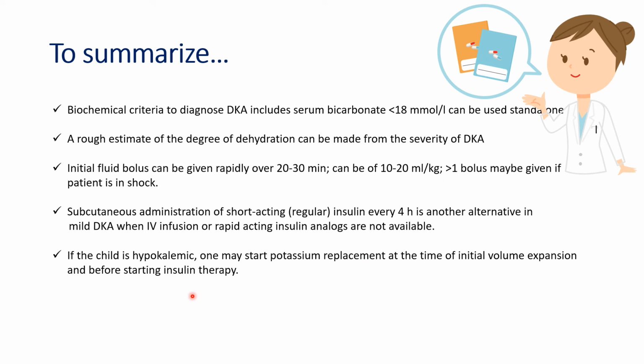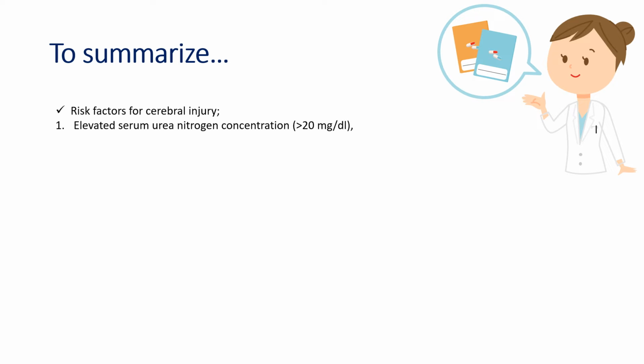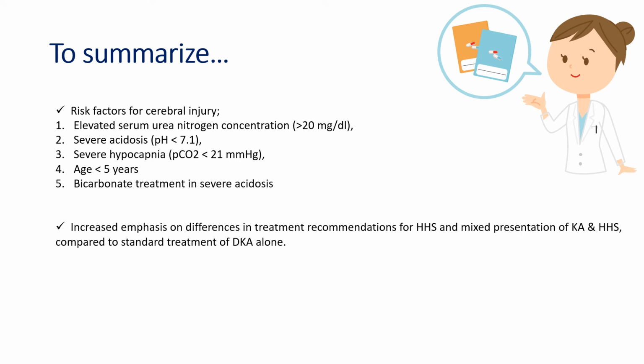If the child is hypokalemic, one may start potassium replacement at the start itself, that is at the time of initial volume expansion, before starting the insulin therapy. The risk factors for cerebral injury include elevated serum urea nitrogen, severe acidosis, severe hypocapnia, age less than 5 years, and bicarbonate treatment in severe acidosis. Increased emphasis on differences in treatment recommendations for HHS and mixed presentation of ketoacidosis and HHS compared to standard treatment of DKA alone.